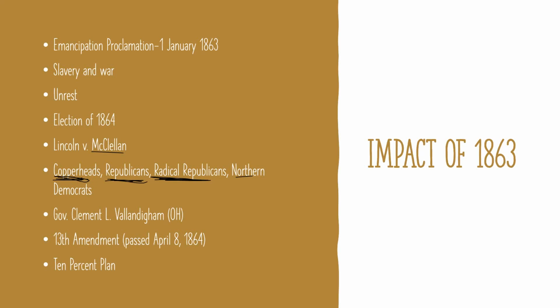So going into 1864, he decided that he was going to pass the 13th Amendment to abolish slavery, which he would manage to do. And he would also start thinking about Reconstruction, and this is when he would issue the 10% plan, which we'll look at when we get to Reconstruction.